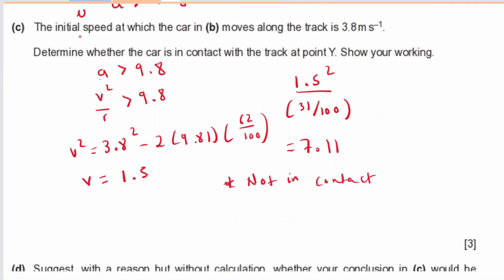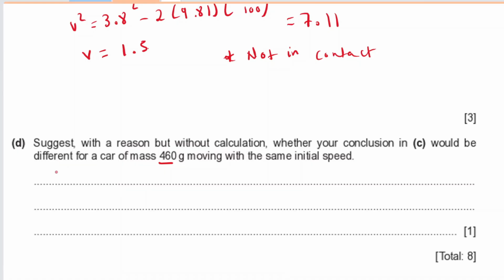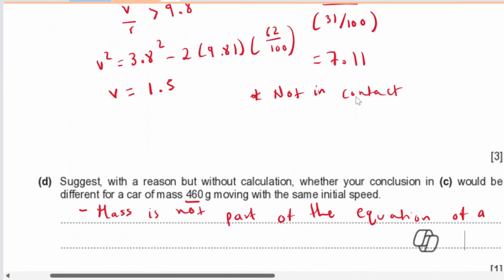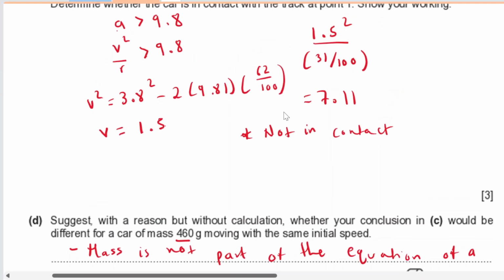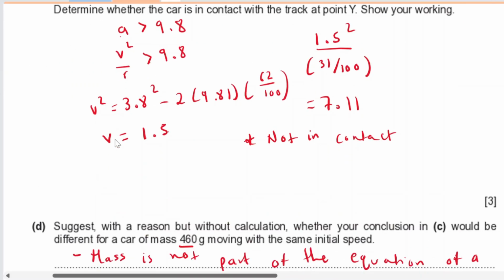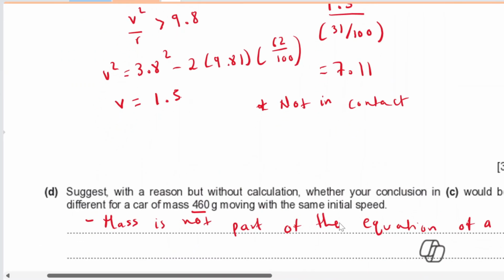And how did we find our answer in C? We found it using acceleration, right? Can you see mass being used anywhere in this formula? We have never used mass anywhere, so you can see that mass is not part of the equation of acceleration, and hence it does not affect the result. Because we never use mass in any of our calculations, it won't matter if the mass is double or half or whatever. The answer will not change. The one which matters is the velocity, and they say that it's the same, so the answer will remain the same as well.